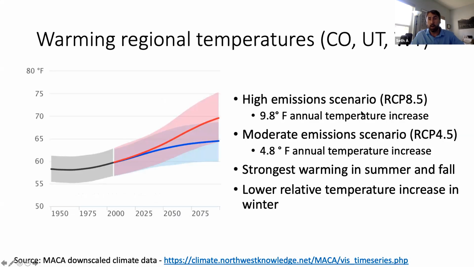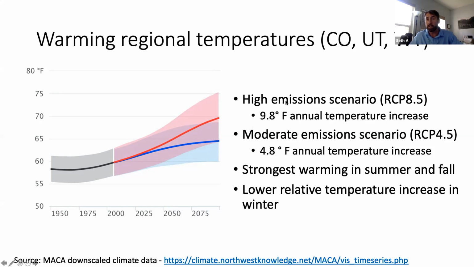This is data that comes from the MACA downscaled climate data set and is the average of 20 different global climate models. The red line represents a high emissions scenario, or RCP 8.5. The blue line represents a moderate emissions scenario, or RCP 4.5. And the shaded area represents the uncertainty between those models. So what's the error and standard deviation between those 20 models?